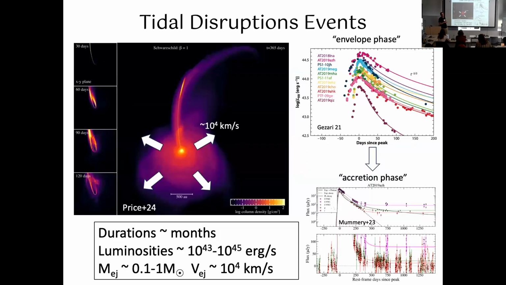Okay, and there's actually two phases to TDEs. It's clear there's a phase where there's this big photosphere. We're debating why there is this big photosphere. And then at late times, it seems like you do actually form a compact accretion disk around the newly formed black hole.